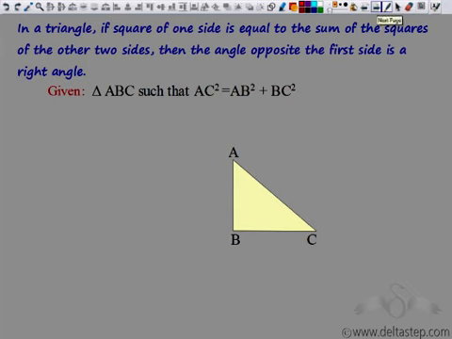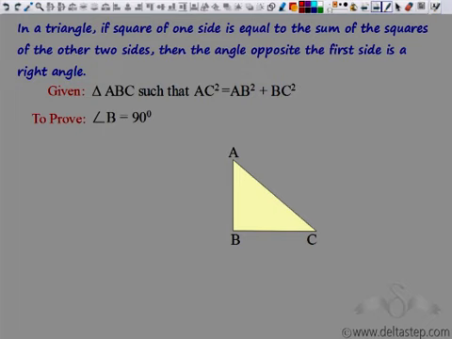The converse says that if in a triangle AC square is equal to AB square plus BC square, then the angle opposite to this side, which is angle B, would be 90 degrees. So this is what I want to prove, that angle B would be 90 degrees. What I am given is that AC square is AB square plus BC square. So what do I do now?